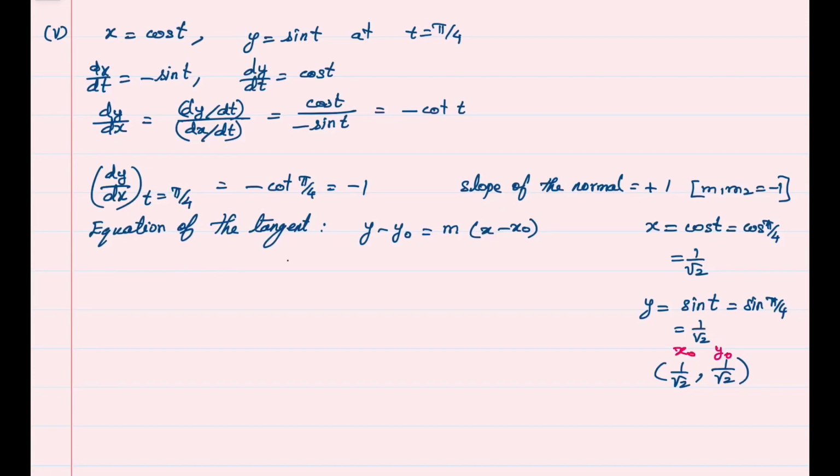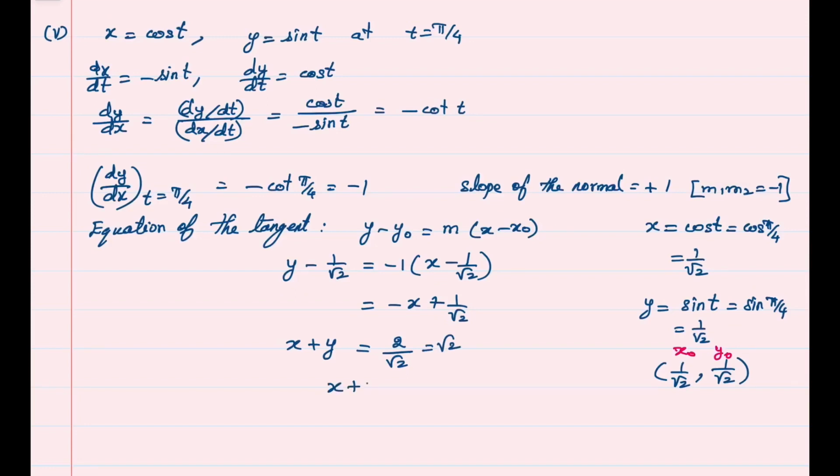Therefore, equation of the tangent is y minus 1 by root 2 equal to m is minus 1, which is slope of the tangent, and x minus 1 by root 2. This is minus x plus 1 by root 2. We get x plus y equal to 2 by root 2, that is 1 by root 2 plus 1 by root 2, which becomes root 2. Therefore, equation of the tangent is x plus y equal to root 2.